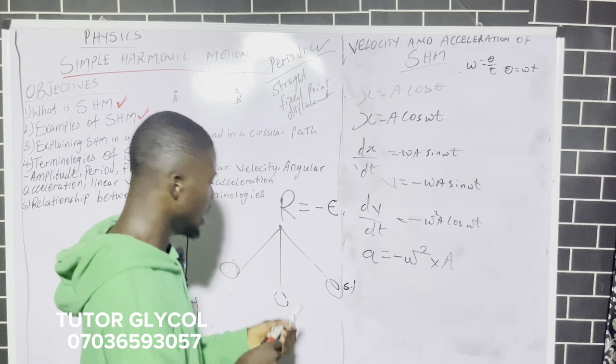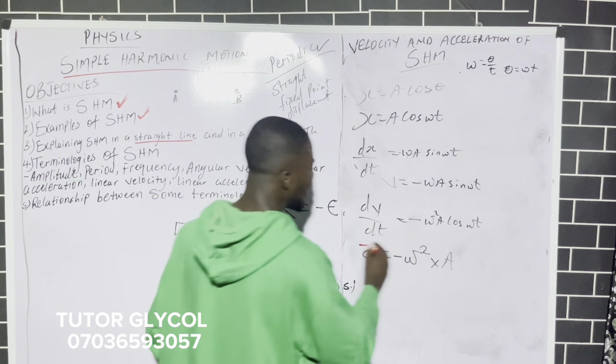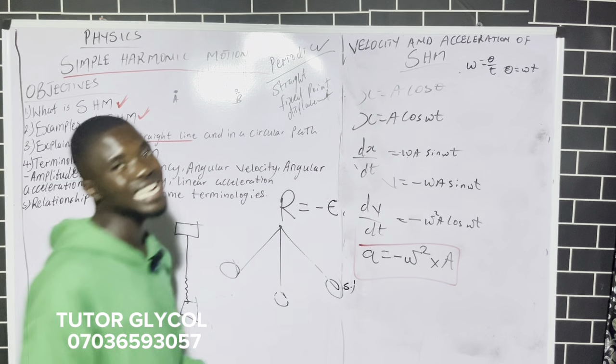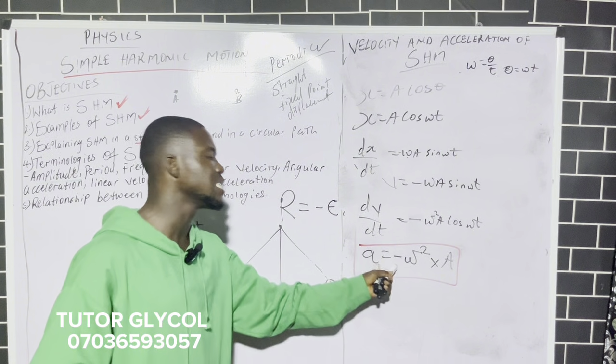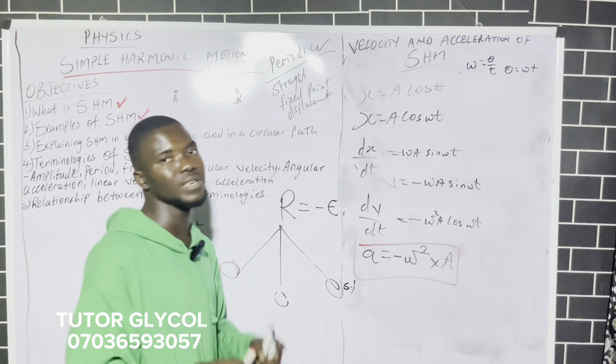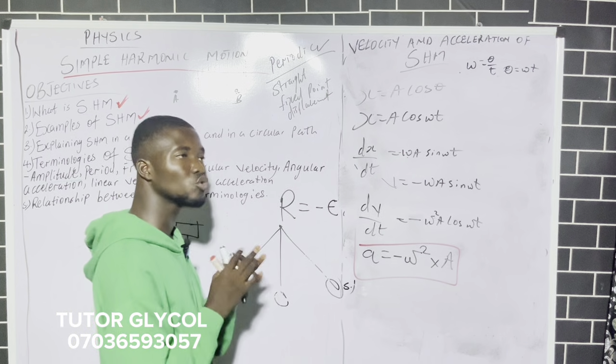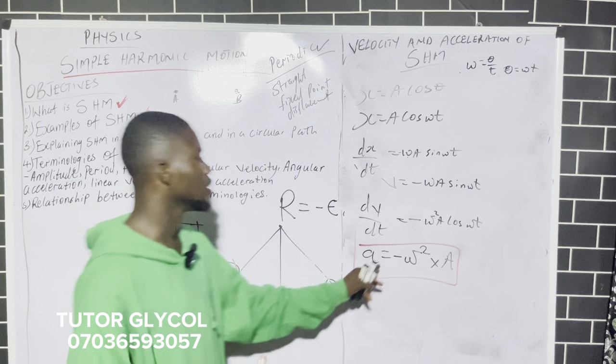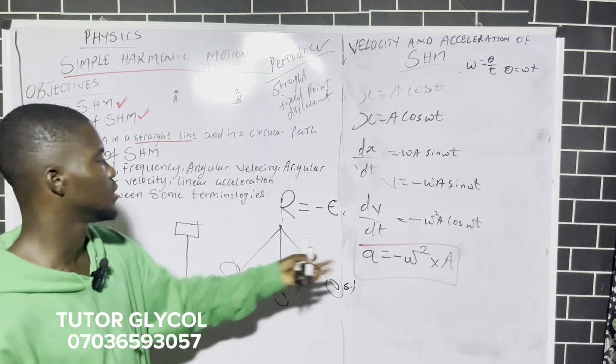That's what you need. Remember, I also said that the minus here does not mean a is negative. What does it mean? It means that it is opposite to the displacement. It does not really mean that the a itself is negative. Very, very important you take note of this. So this is it, okay?